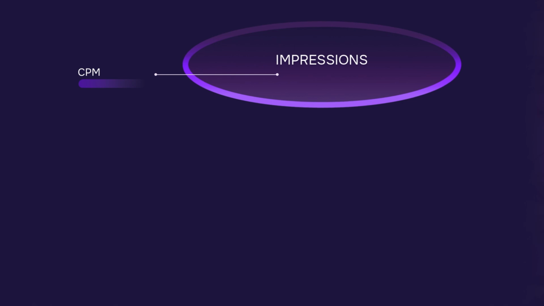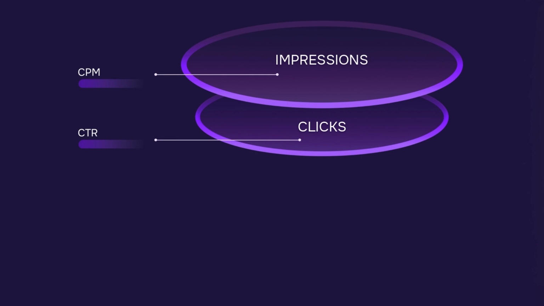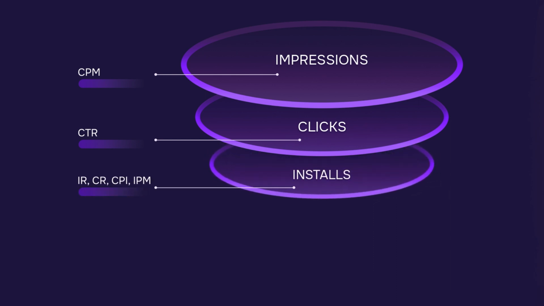The first stage is impressions. At this stage a user sees a creative. Here metrics like cost per mile are very important to us. The second stage is clicks. This stage is when a user clicks on a creative, and we look at a metric such as click-through rate. The next stage is installs, the stage when a user makes a decision to download your game or app. And we track metrics like install rate, conversion rate, cost per install and installs per mile.